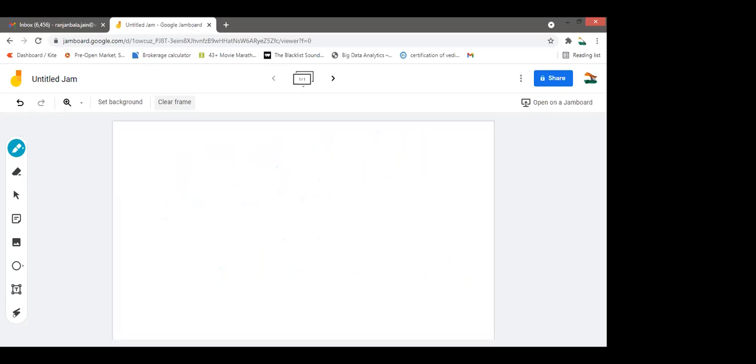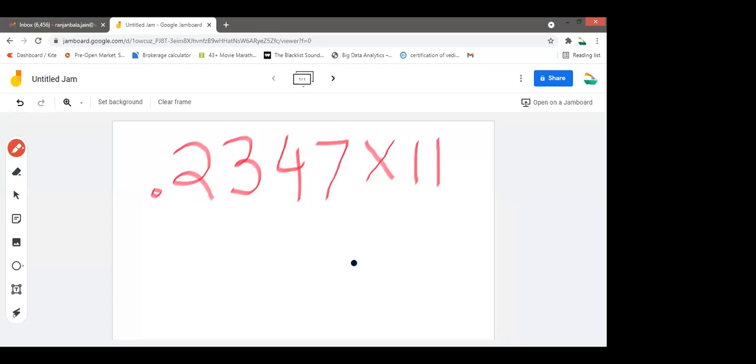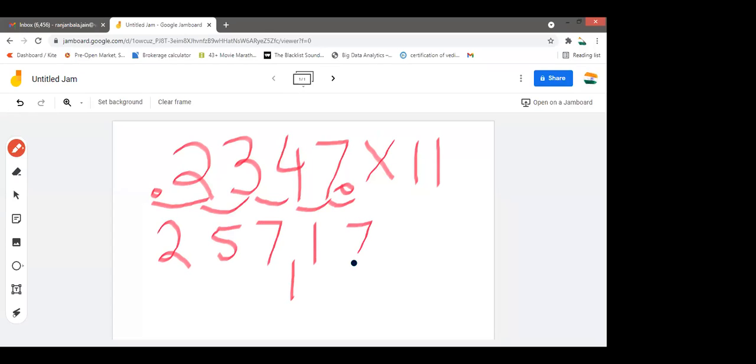Now all of you have to answer. Now I'm asking you the question. 2, 3, 4, 7 multiply by 11. Now write the answer in the chat box. How will you start? Put zeros on both sides. 0 plus 2, 2. 2 plus 3, 5. 3 plus 4, 7. 4 plus 7, 11. Right? And 7 plus 0, 7. So what will be the answer? 2, 5, 8, 1, 7.